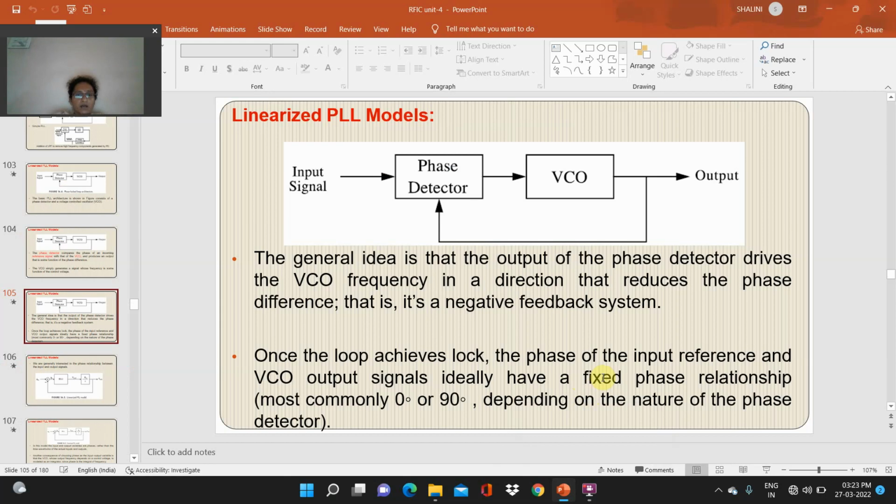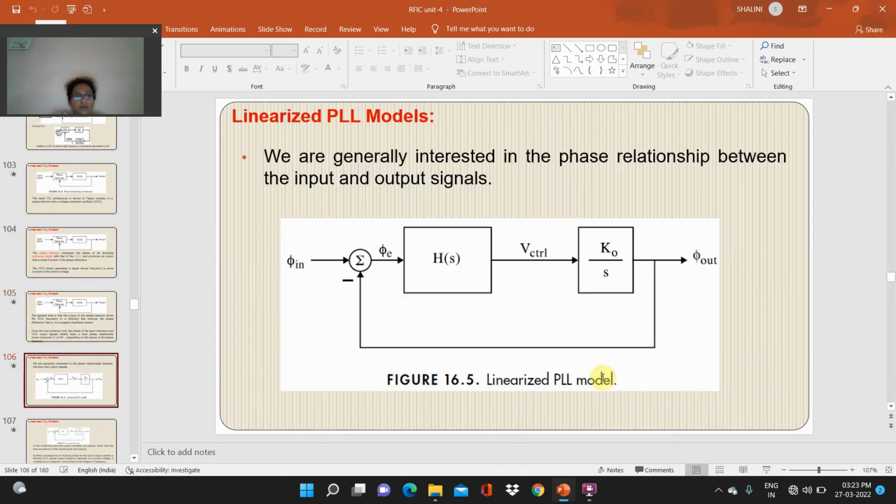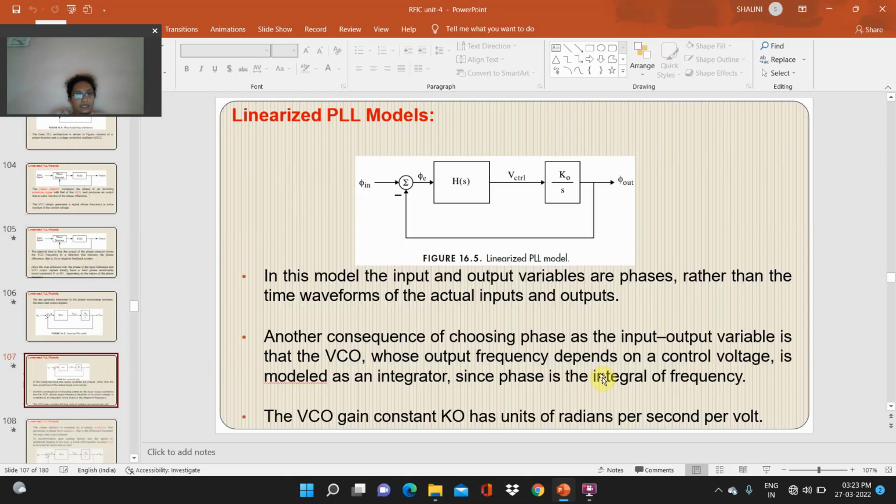Once the loop achieves lock, the phase of the input reference and the VCO output signal ideally have a fixed phase relationship, most commonly 0 degrees or 90 degrees depending on the nature of the phase detector. Next, we are generally interested in the phase relationship between the input and the output signal. Here the block diagram clearly represents this.